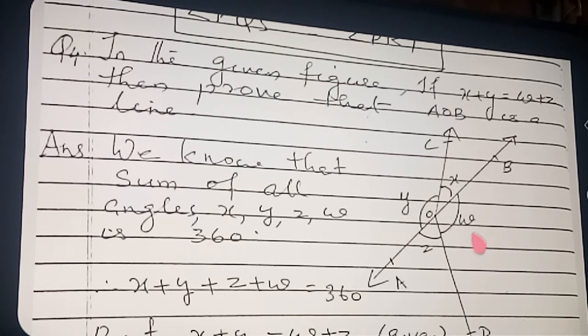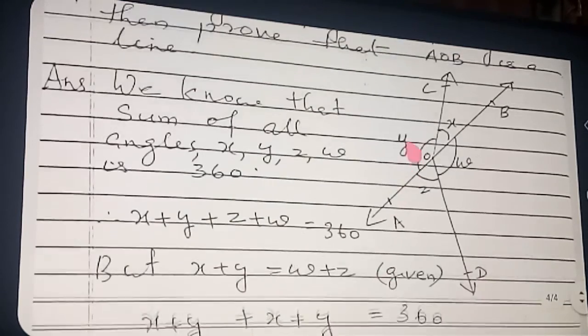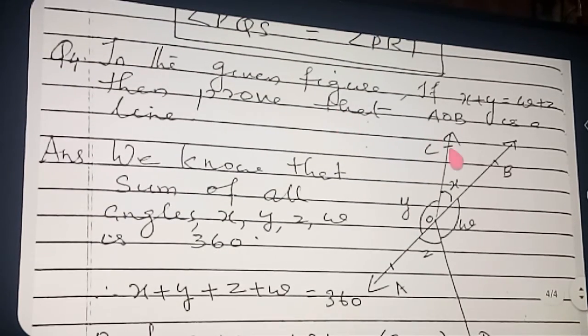Around a point, if angles are there, the total sum will be 360. That I have written here. We know that the sum of all angles x, y, z, w is equal to 360. Now, think about what your question wants you to prove. Prove that AOB is a line. The meaning is that you want to prove that the straight angle AOB is equal to 180. If the straight angle AOB is 180, then what can you say? It is a line. Straight angle. So then what will we say? It is a line.